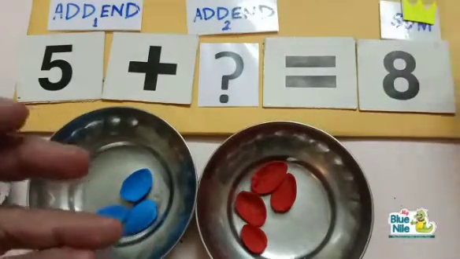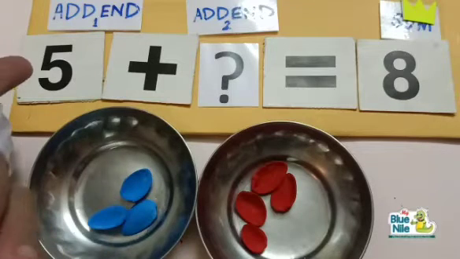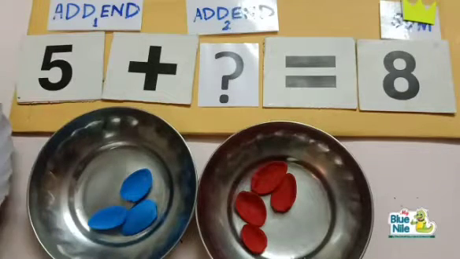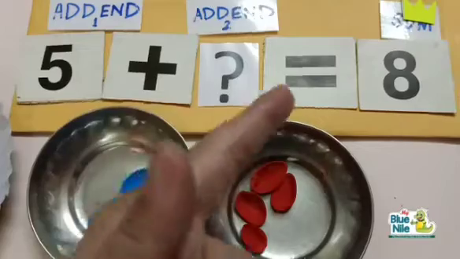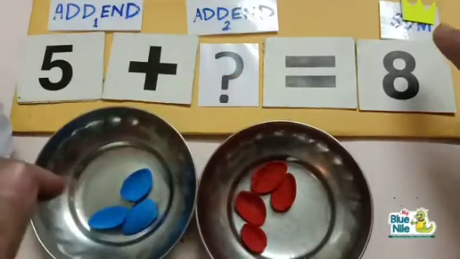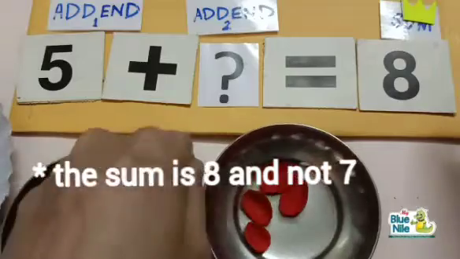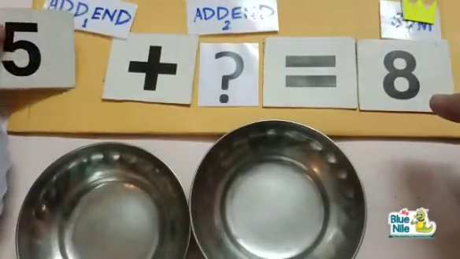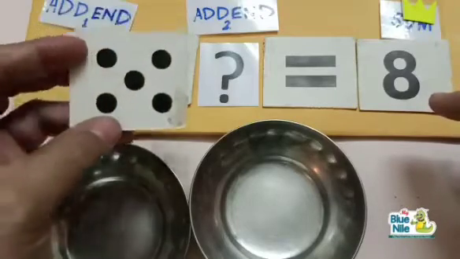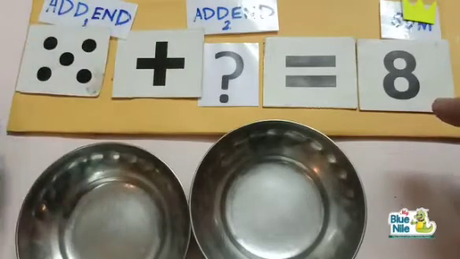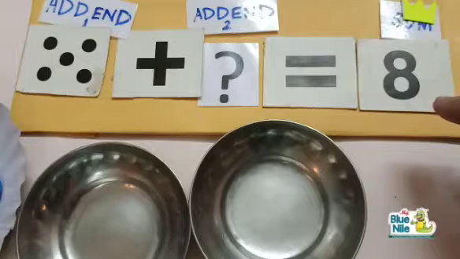We know what is the addend. Addend 1 is 5. We don't know what is addend 2. And we know the sum is 8. So now let us see. We know there are dots on the other end. How many? 5. So I'll take 5 pista shells.